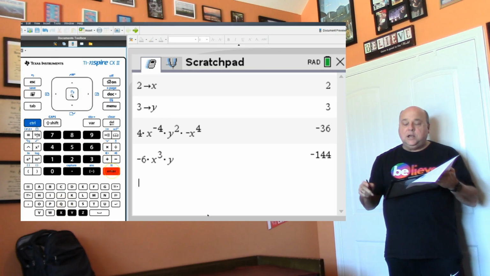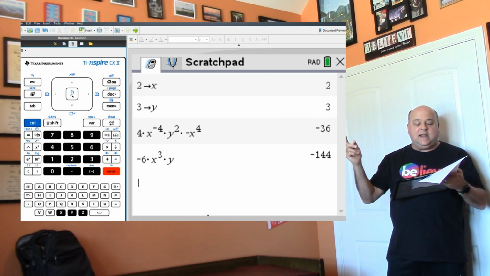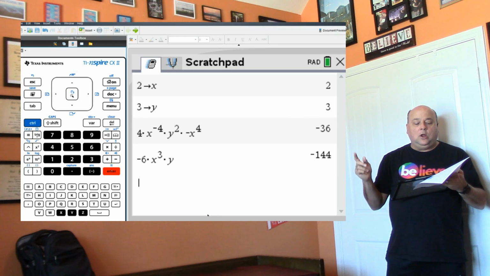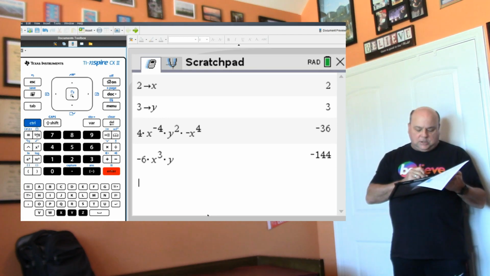Hit enter. And notice it's not negative 36. It won't work. Now then, let's look at the problem. The problem has to have a negative 4 in the front. The only ones that have negative 4 are C and D. Okay? So let's try letter C.